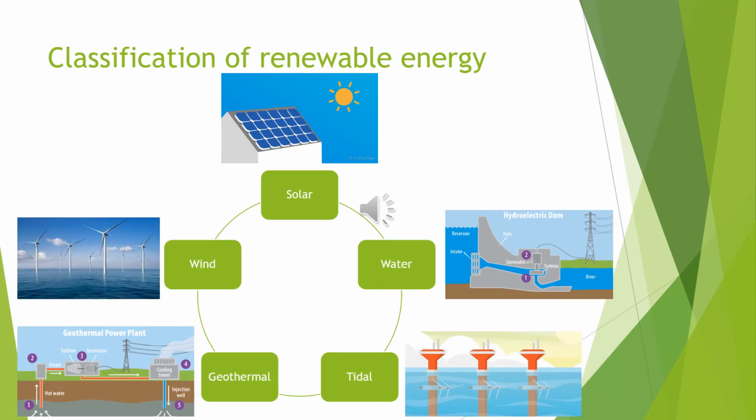In this slide, I will tell you the 5 classifications of renewable energy. The 5 classifications of energy are solar energy, water energy, tidal energy, geothermal energy, and lastly, wind energy. These 5 classifications of renewable energy could reduce the use of fossil fuel, and instead, could also produce electricity in a healthier way instead of using fossil fuel.